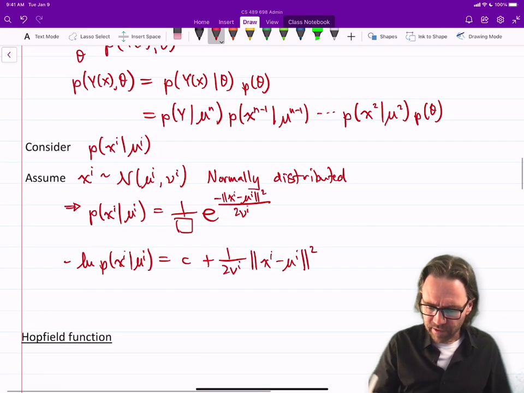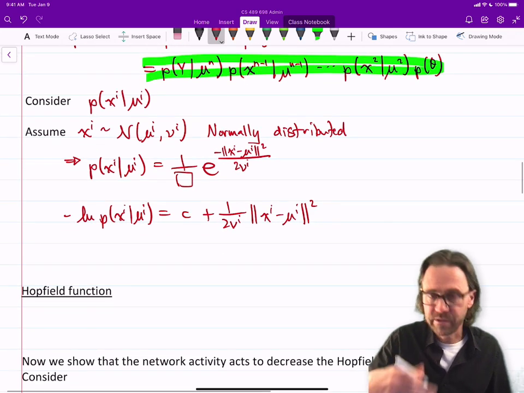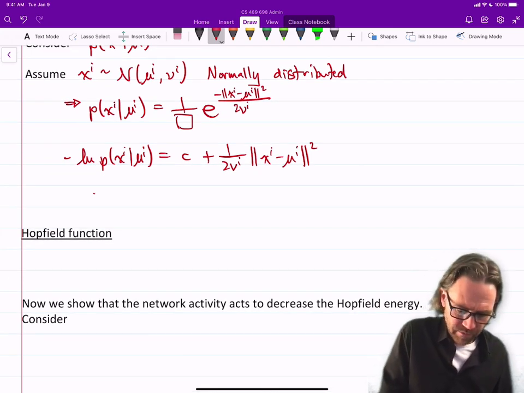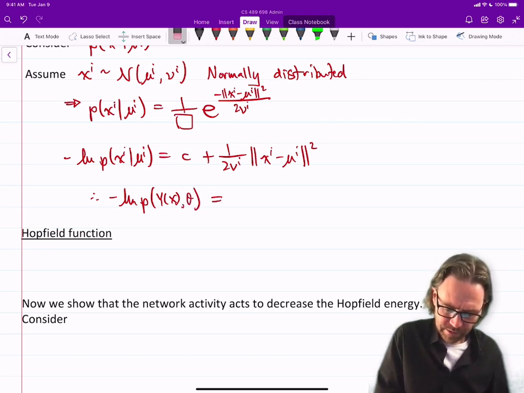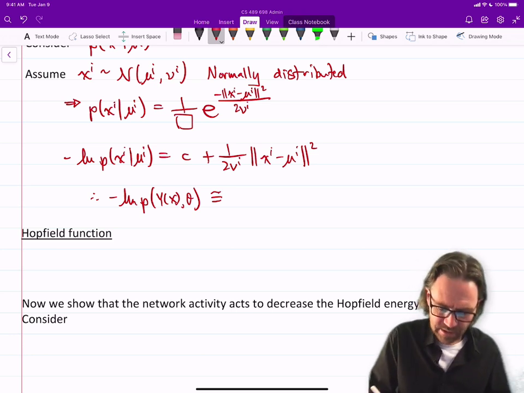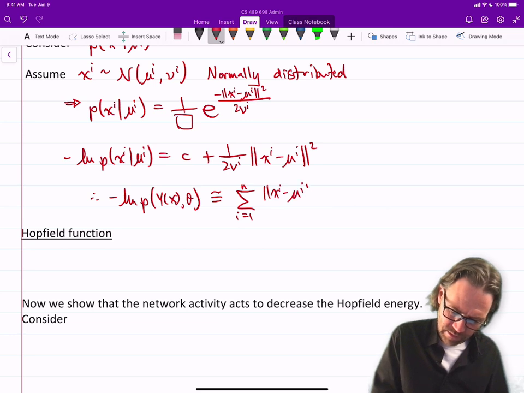If we were to take the negative log of this whole thing, then we get the sum over all of those layers. So therefore, negative ln of p(y|x, theta) is basically proportional to, or minimizing that is the same as minimizing this: the sum from i equals 1 to n of (xi minus mu i) squared over 2 eta i.